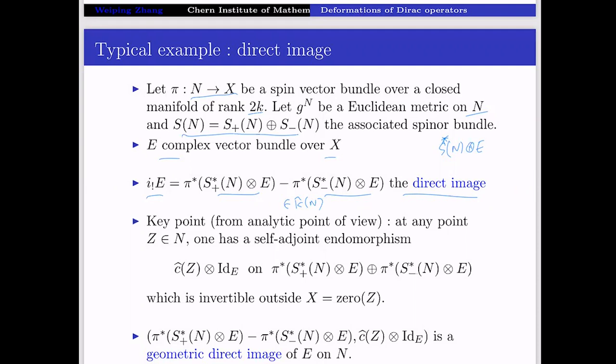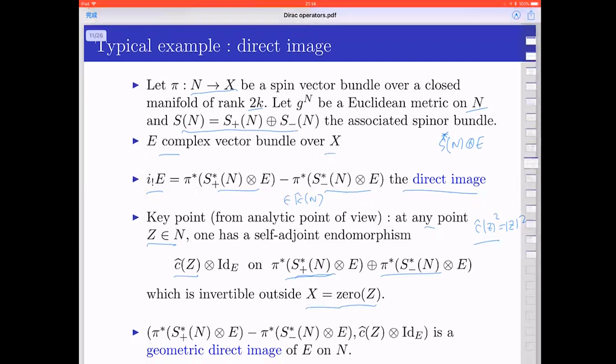The key point is that at any point Z, when C hat Z acts on this part, then on this total N there's a natural action on it. And since C hat Z square equals this Z square, C hat is invertible outside of the zero of Z, which is exactly some manifold. So this local structure in the normal direction, the vector bundle direction, looks very much like in the Witten deformation.